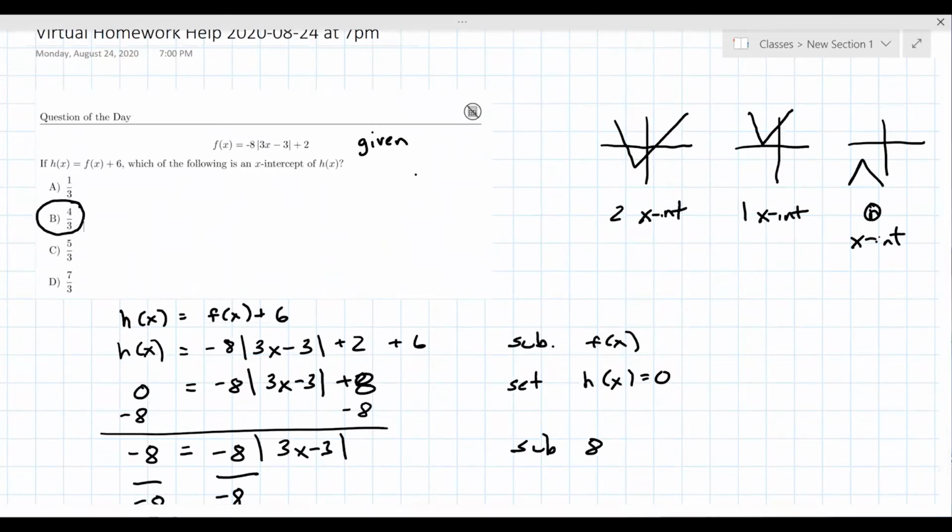That's how you answer the question of the day. Right now, I'm going to show everyone how to actually find the question of the day.